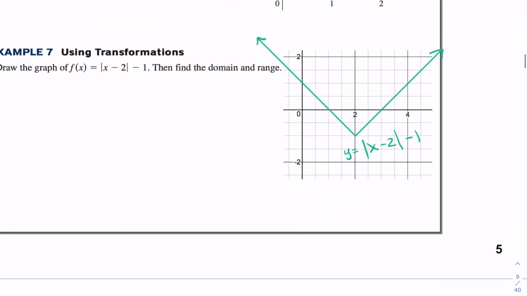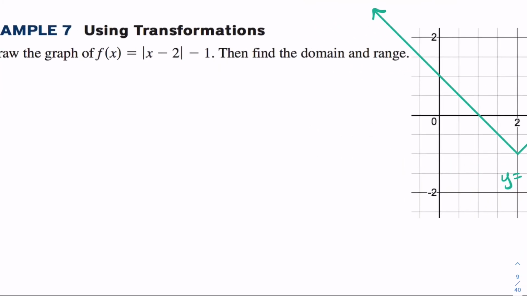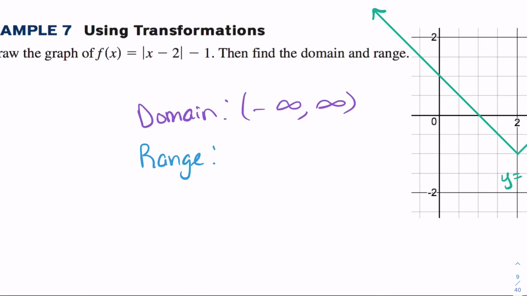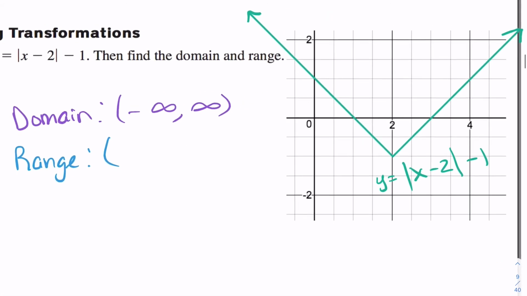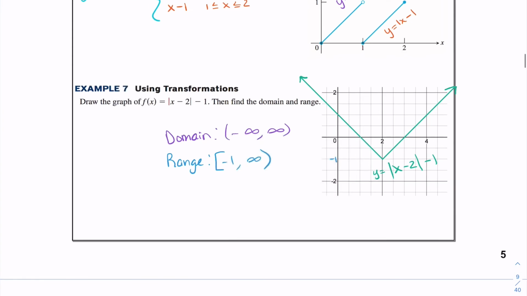All right. Now the domain and range of this, well, the domain is all real numbers because nothing is affected. I can put in any inputs I want. And the range is going to be all real numbers greater than or equal to -1. So I need to hard bracket this, -1 to infinity. Soft bracket infinity. We are done with that.